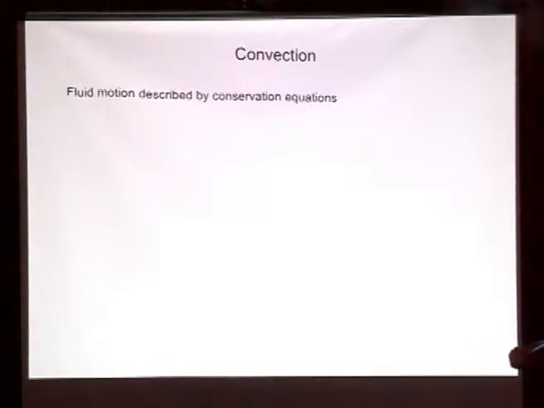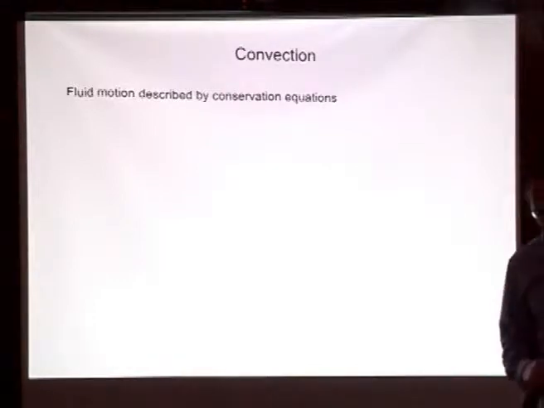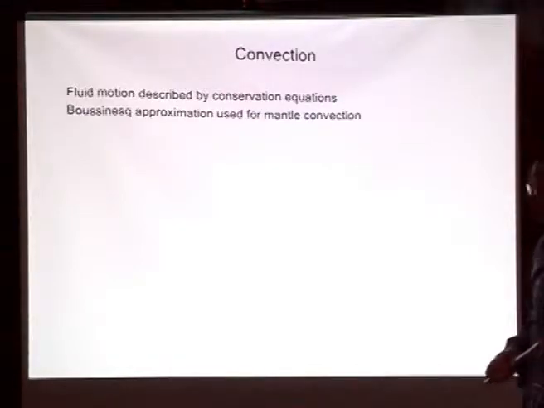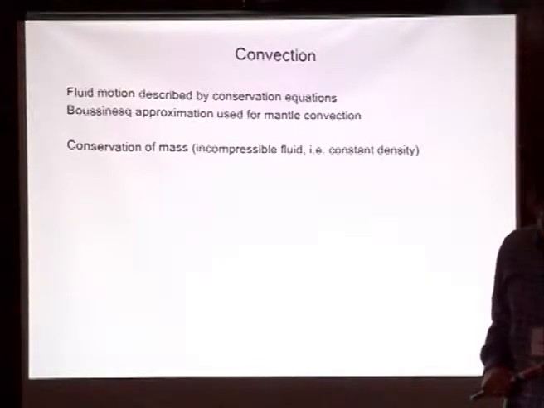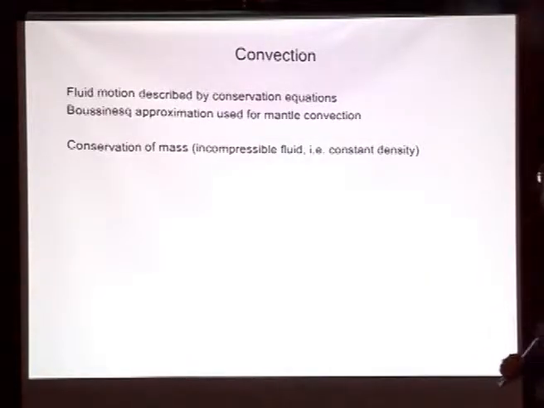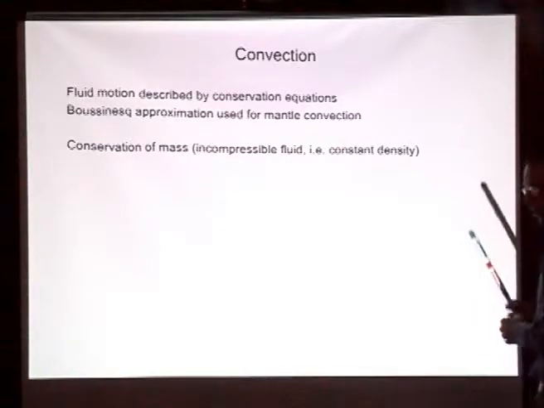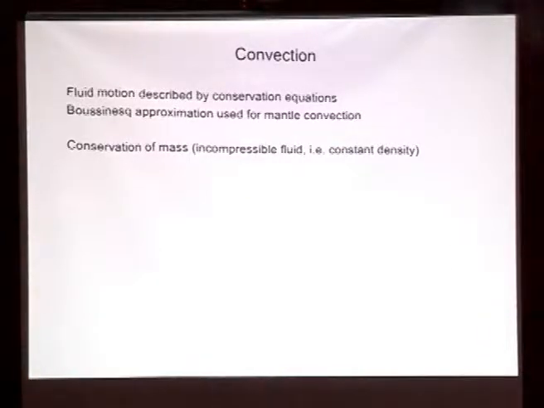The fluid motions of convection are described by conservation equations, and Dave touched on this earlier this week. In the mantle convection business, we frequently use the Boussinesq approximation for mantle convection. And all that really means is that on a very fundamental level, we assume that the density of our material is constant except where it drives convection. So for the conservation of mass, we're really dealing with an incompressible fluid, so the density is constant.